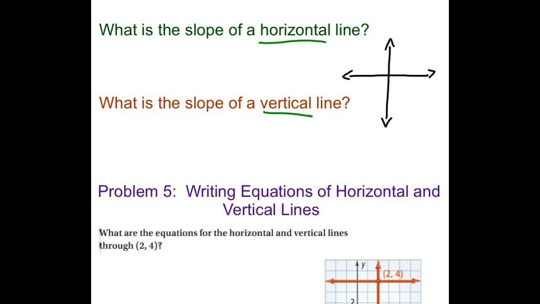And if we think about it, a horizontal line is going to look like this here, and a vertical line is going to look like this one here. If we think about those lines for a second, on our horizontal line you can see that the horizontal value never changes, and that value is actually the y-intercept. So what is the slope of a horizontal line? We want to think about that.